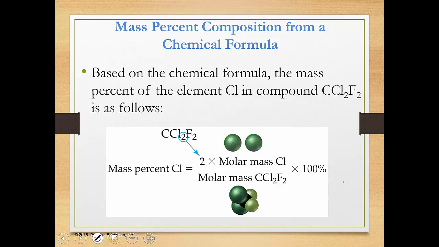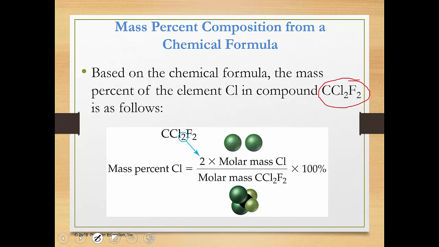All right, so looking at another example. What if we look at a compound right here, chlorofluorocarbon? It has a carbon, 2 chlorines, and 2 fluorines. Okay, so the carbon is shown down here with the black circle, and then here are the 2 chlorines, the larger green circles, and here are the 2 fluorines with the smaller, lighter green circles.